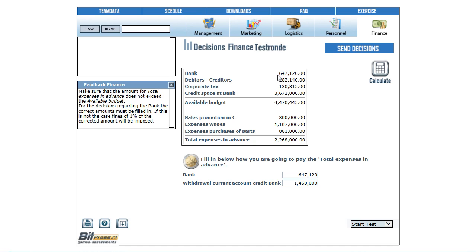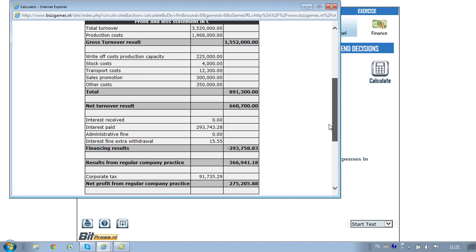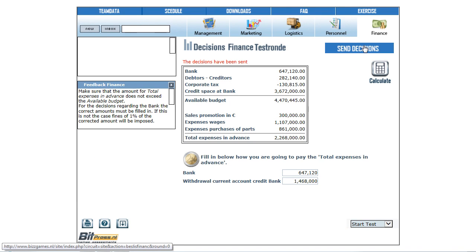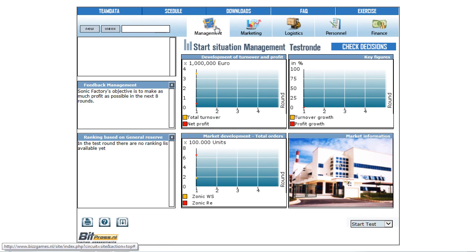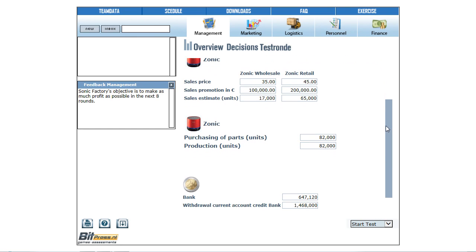Because the bank offers 0% interest, you have to use as much money as possible from your bank account to finance these expenses. To calculate the withdrawal from your current account credit at the bank, you also have to take into account the balance of your debtors and creditors and the corporate tax you have to pay. The calculation model shows your estimated profit and loss statement and balance sheet. After sending your decisions for finance, you have to go to Management to check the complete overview of your decisions. If you want to change a decision, you have to go to the relevant department.